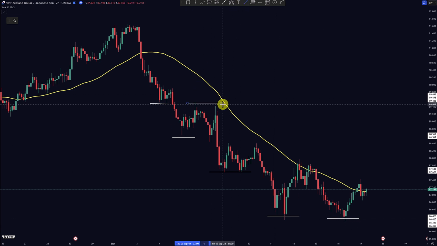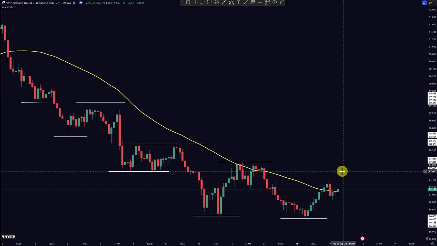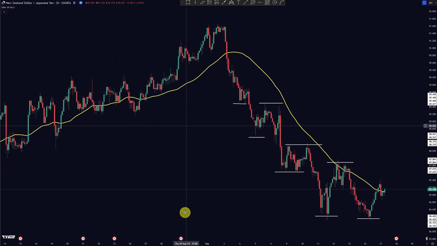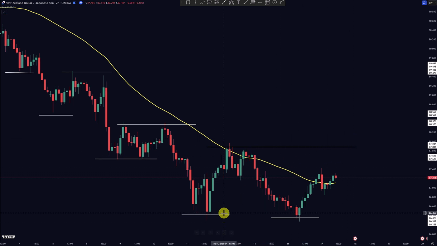We look at the swing highs. So here we have swing highs. This is the last lower high. And let's take a look now at the price action on how it goes forward. So we're observing the price action. We want to see this level get broken.